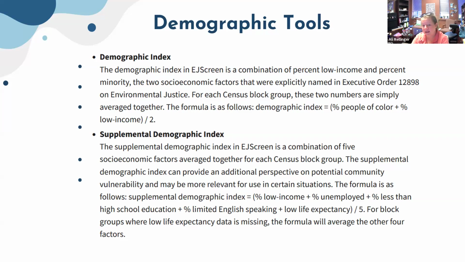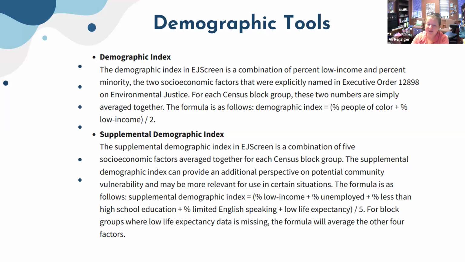But when we get into that, we see here in this text that the demographic index is % people of color and % low income divided by 2. So everything is weighted the same, and we're just dividing it by 2 to come up with a simple number that takes into account these two important factors and allows us to make quick assessments of the community.